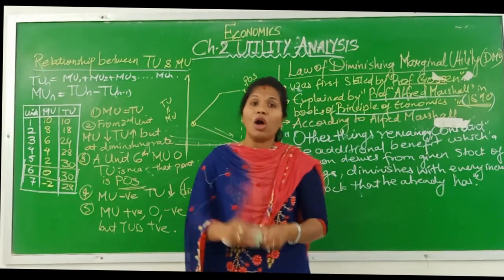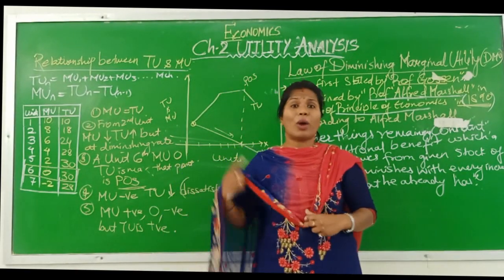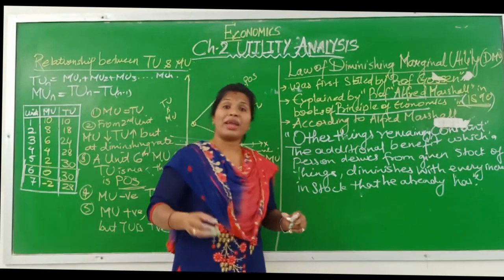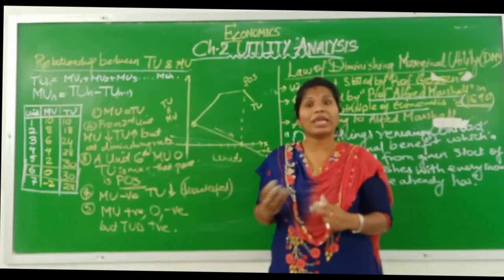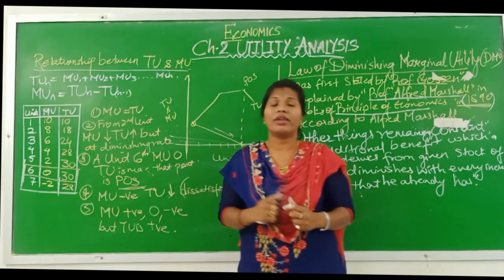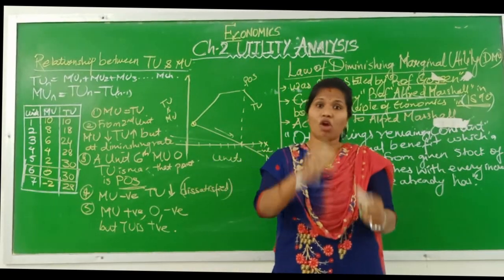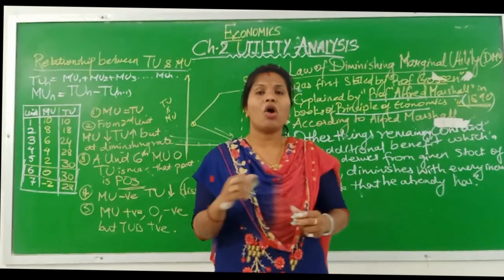What is the name of the law? Diminishing marginal utility. Why is it said to be diminishing marginal utility? Because the additional benefit that a person is going to derive from the stock, that stock he already has. And one more example.